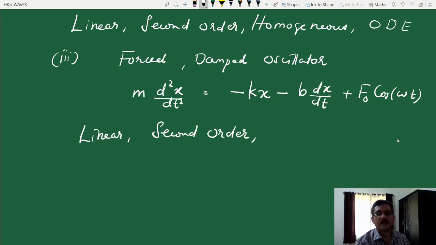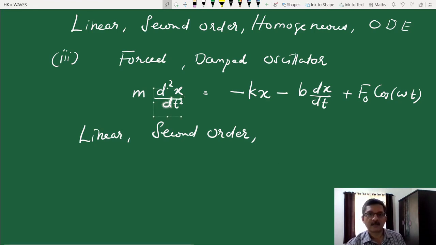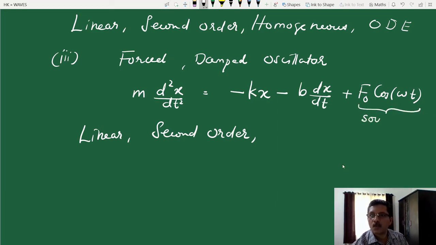Now here, does every term contain the unknown function or its derivative? No, because here you have second derivative, here you have the unknown function x, here you have first derivative. But look at this part, f0 cos omega t. This doesn't contain the unknown function x. So you have a term that doesn't contain the unknown function. This is called a non-homogeneous term, or another word is source term. In the terminology of differential equations, this is called source term.